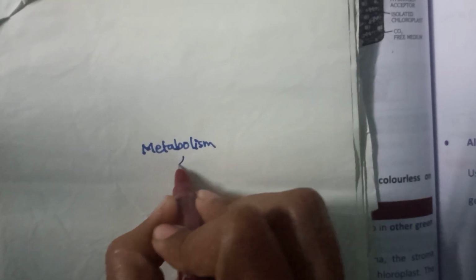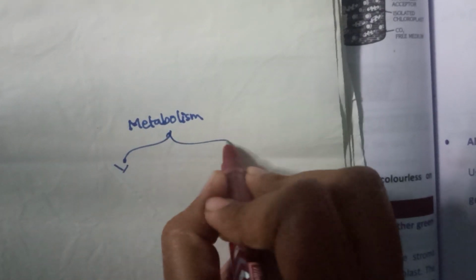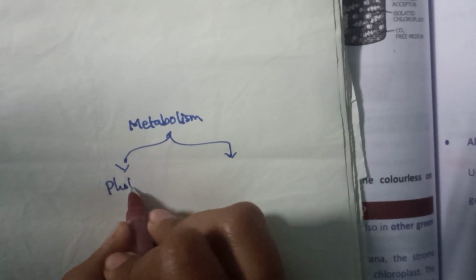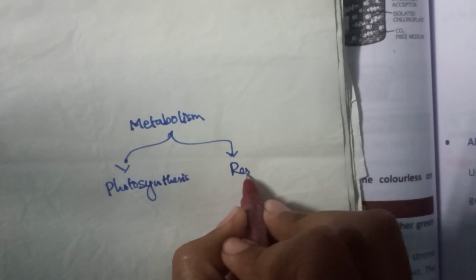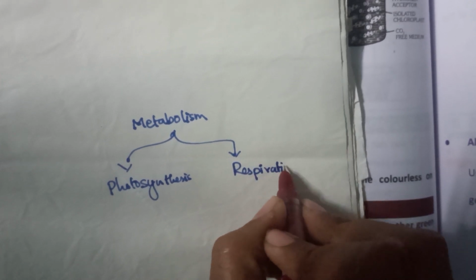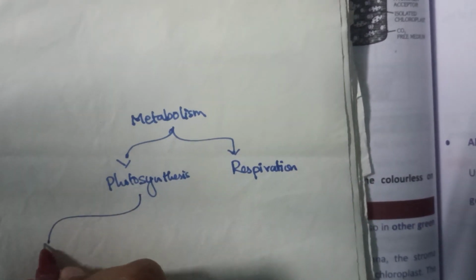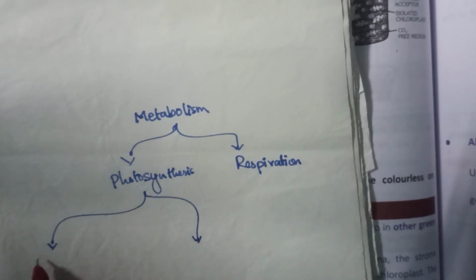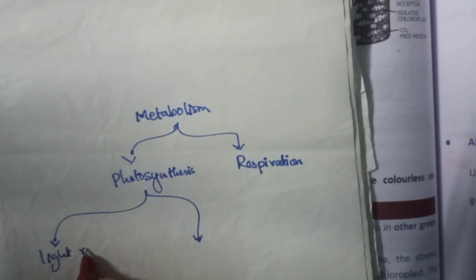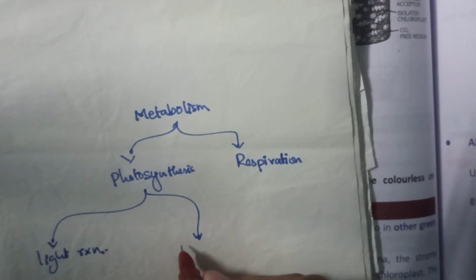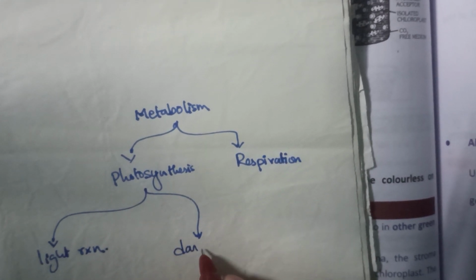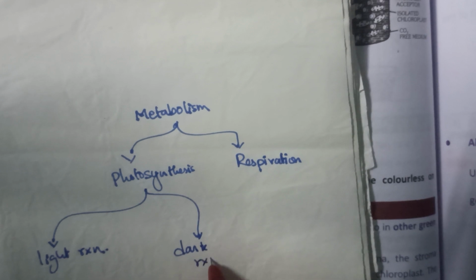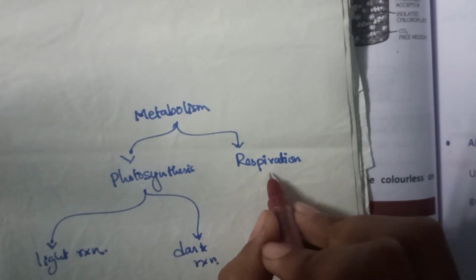First of all, metabolism can be classified into photosynthesis and respiration. Photosynthesis is again classified into light reaction, through which oxygen is evolved, and dark reaction, in which carbohydrate is formed.